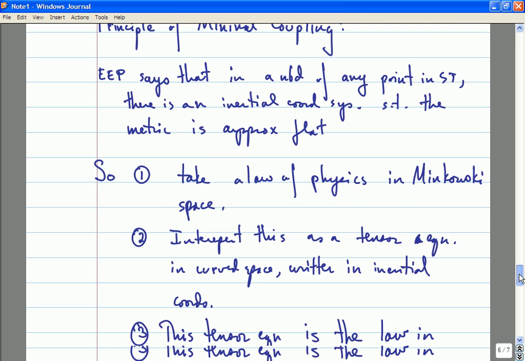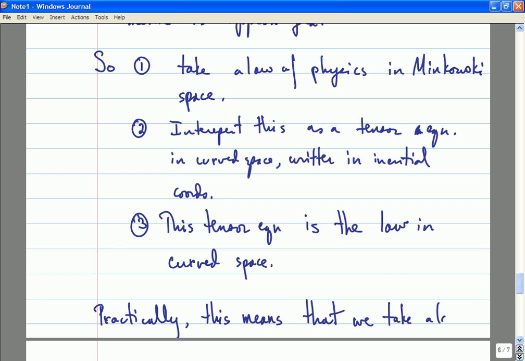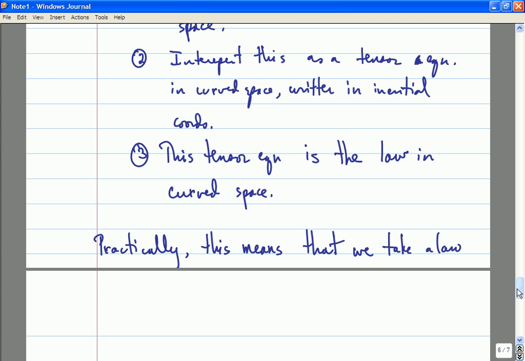So practically, what does this mean? This means that we take our favorite law of physics in flat space, which is to say in flat Minkowski space, and then we covariantize.